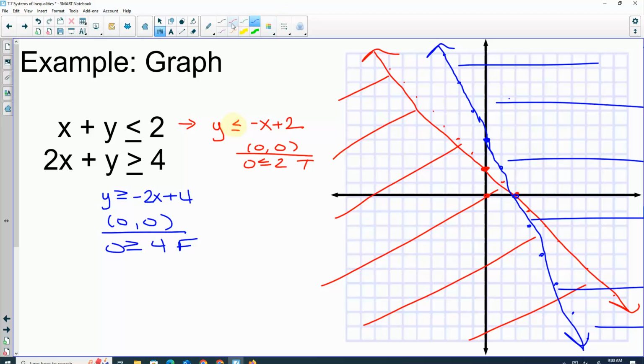Now our actual answer is the overlap of our shading. So that's this region in between the 2 lines. So make sure I can tell what your actual solution is, so you should darken that in. Some people go back and erase some of their other marks or use a highlighter or color pencil, whatever, as long as I can tell where the solution is. That means any ordered pair in that black region makes both of the original inequalities true.